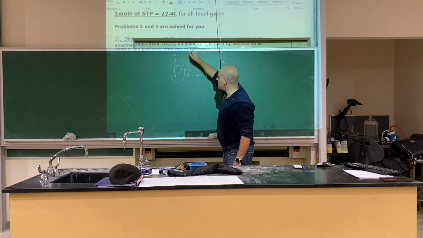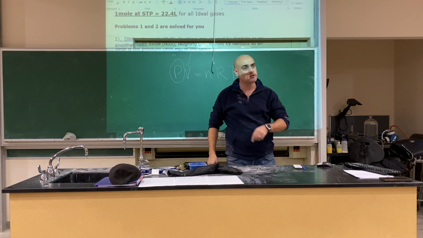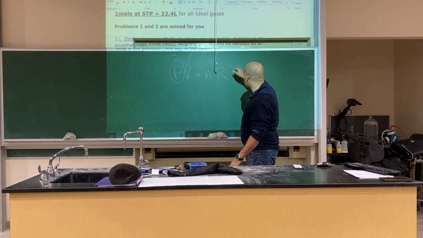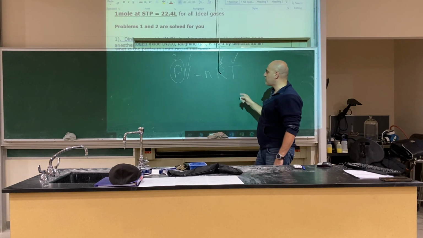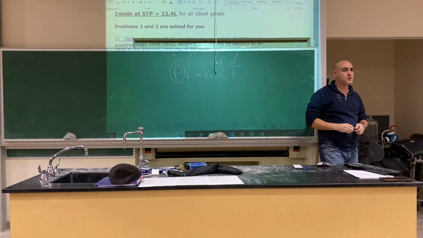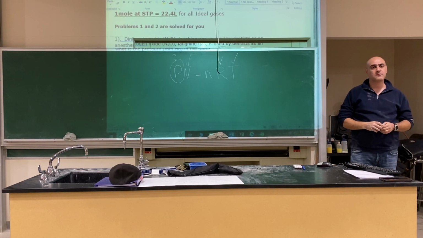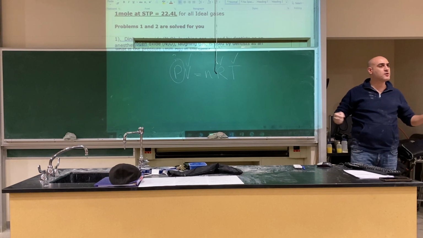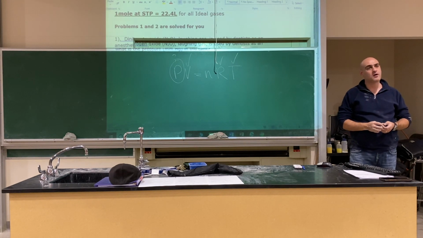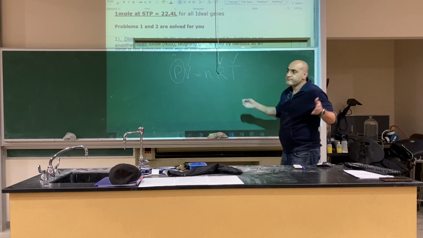They give me V, make sure it's in units of liters if you're using this equation. They're giving me R and T. So in the problem it's given to us. But what's missing? The moles is also missing. Should I stress about that? Not if I know my stoichiometry.